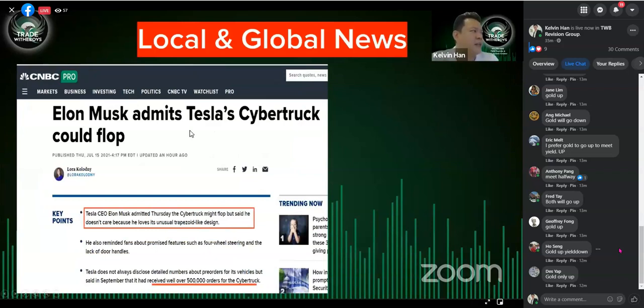And of course, Elon Musk admits that Tesla's Cybertruck could flop. Not too sure why, out of nowhere, he talks about this. But apparently, he received 500,000 orders for the Cybertruck, right? It should be okay. But of course, receiving orders and following through is another thing, all right?